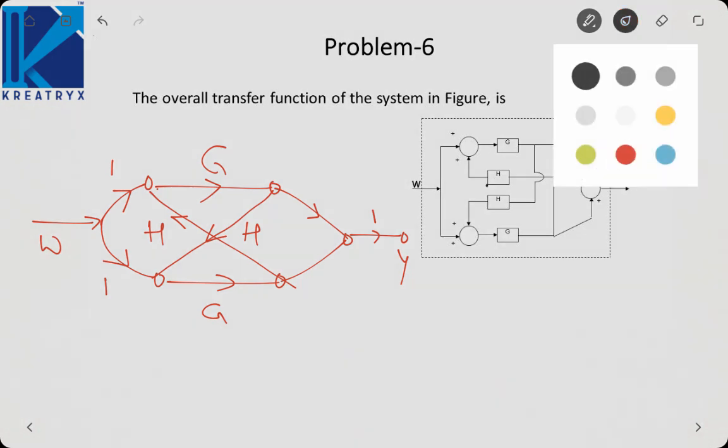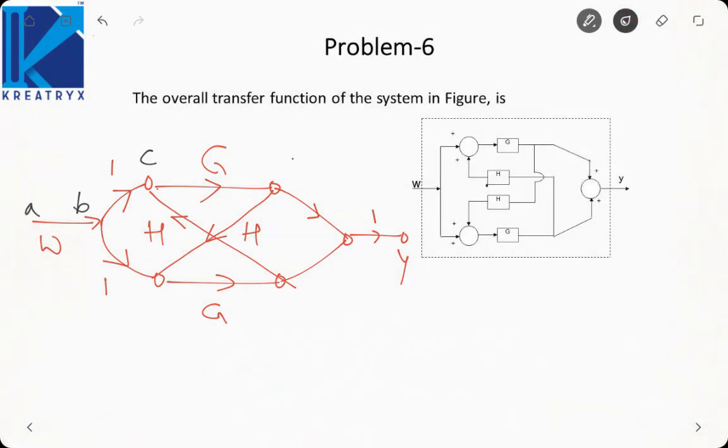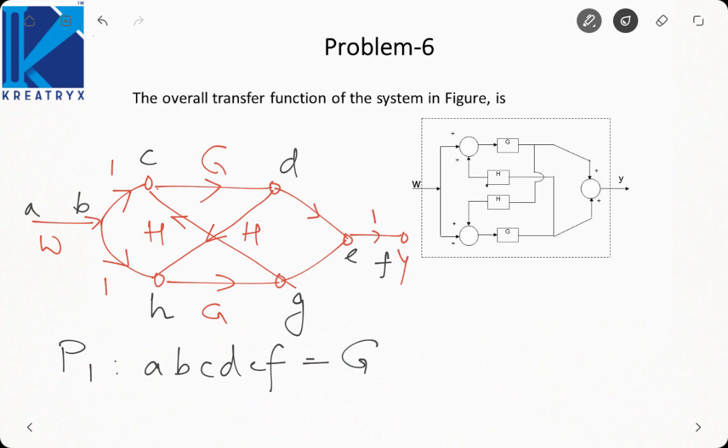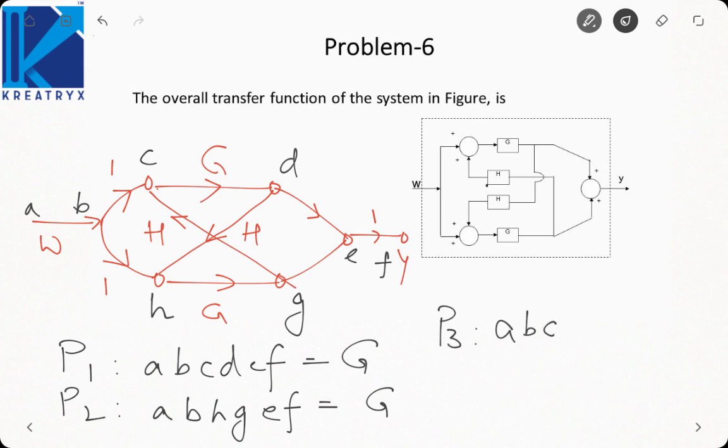So let me mark the points A, B, C, D, E, F, G, H. If we talk about forward paths, forward path is A, B, C, D, E, F. Gain is equal to G. Second forward path is A, B, H, G, E, F. Again gain is G. Third forward path is A, B, C, D, H, G, E, F. So gain is 1 into 1 into G into H into G into 1, so G square H.